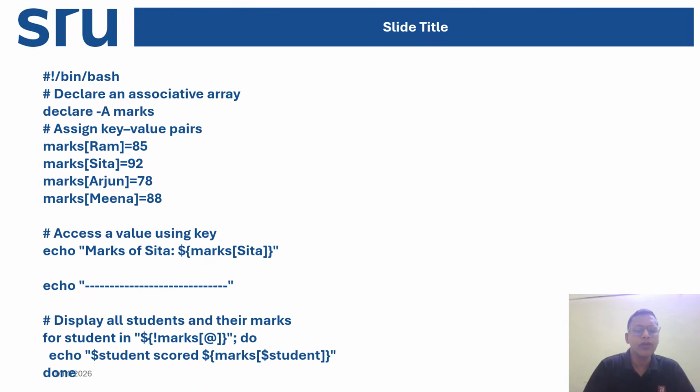Now one more example. Declare -A marks, and four persons are there: Ram, Sita, Arjun, Meena, and one for loop is there: for student in dollar of exclamation marks of square bracket at the rate of symbol, do echo dollar student scored dollar marks of dollar student. Okay, this is an associative array: how to initialize the associative array and how to print the marks of each and every student with the help of a for loop.